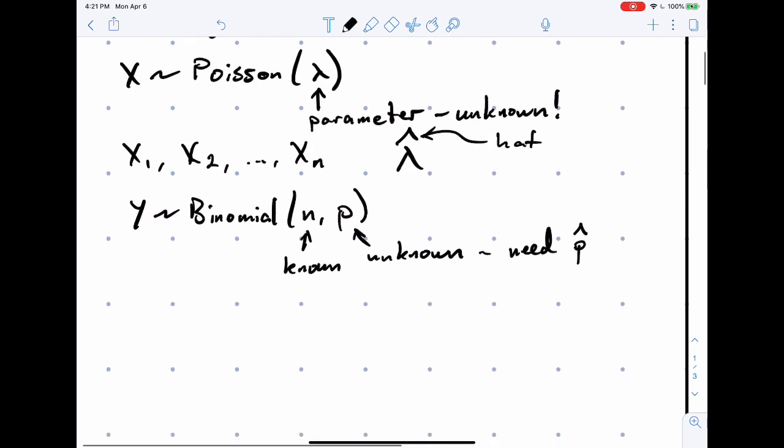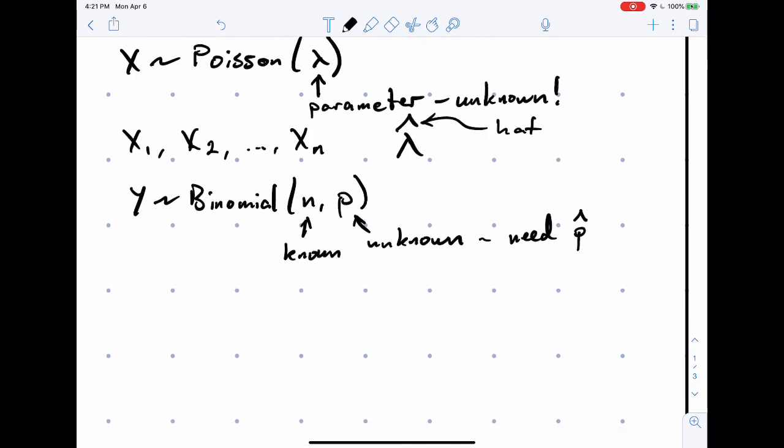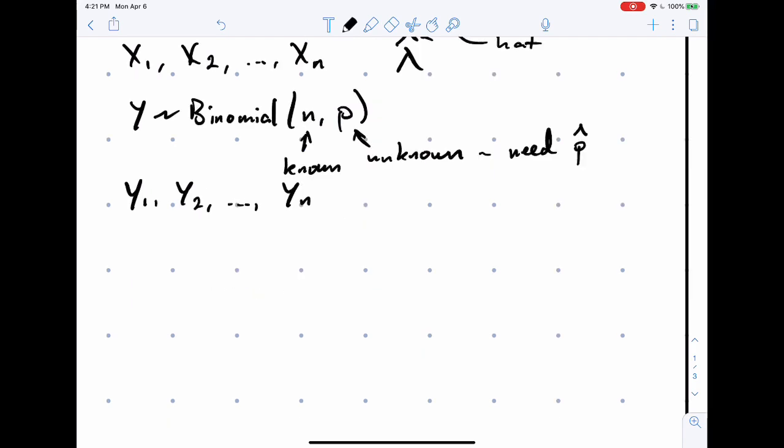So when we're coming up with these estimators based on our data, so here we've seen the Y1, Y2, and so on to Yn. To tell whether an estimator is good, we use something called the mean squared error, or MSE.